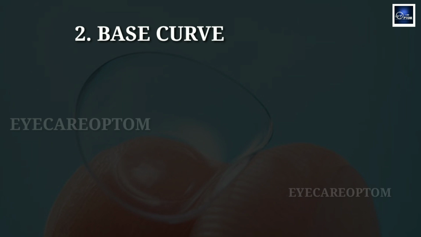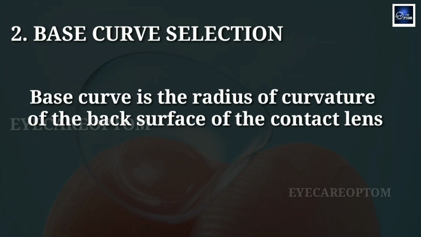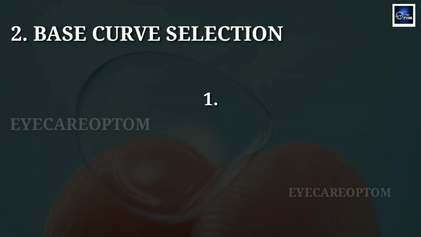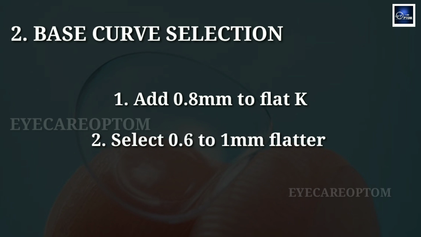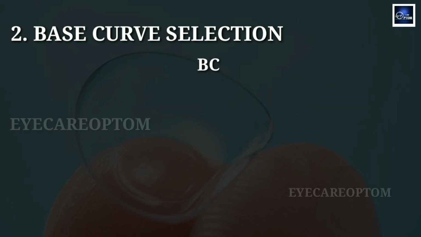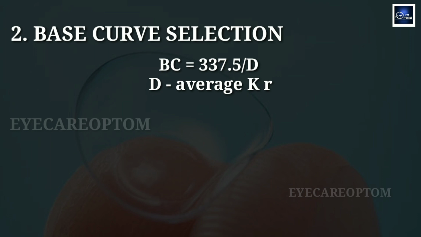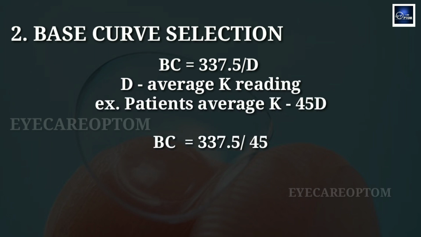Second one is base curve. Base curve is the radius of curvature of the back surface of the contact lens. For selection, you can go with two methods. One is add 0.8 mm to the flat K, or the second one is select 0.6 to 1 mm flatter than average K. Here we have a formula of base curve equal to 337.5 divided by D. Here D is average K.